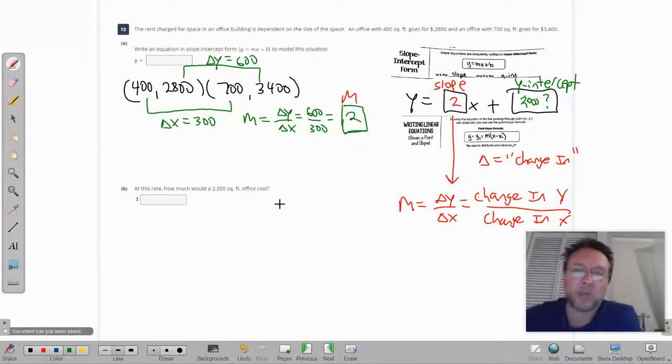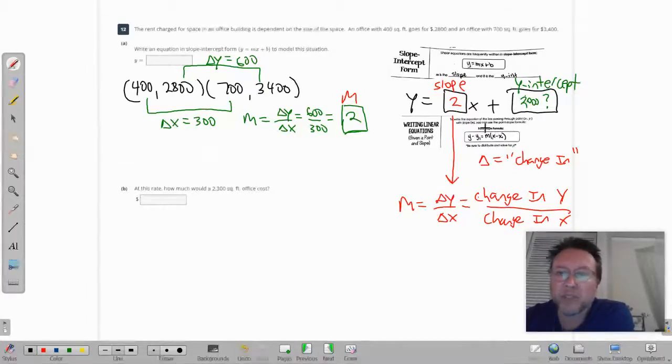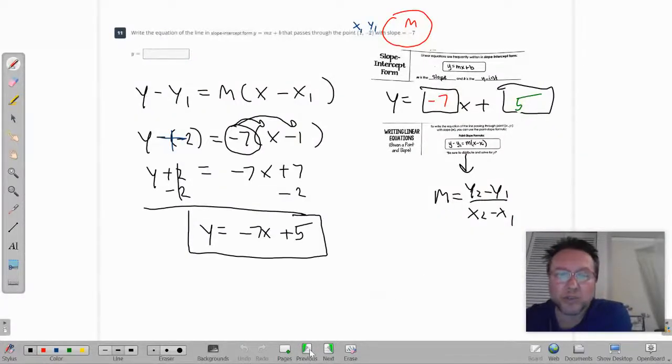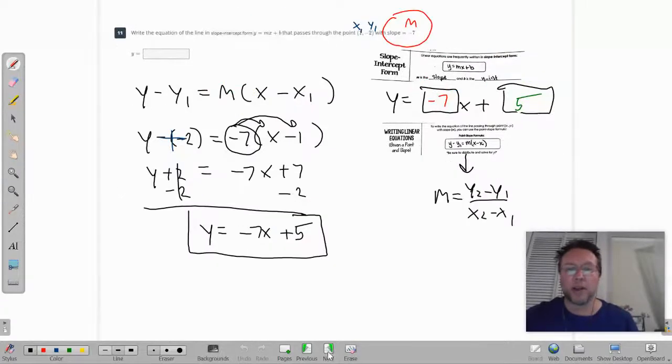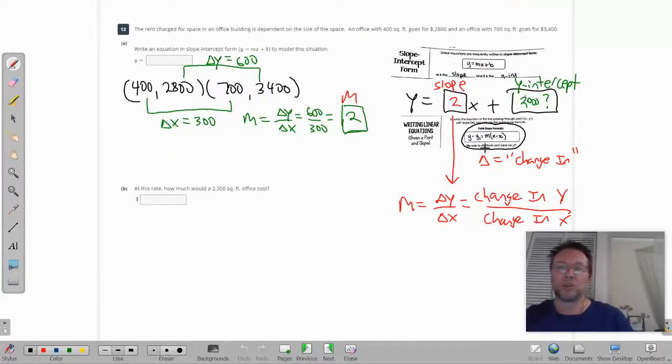So let me actually just plug this in and then see what it would be. What I would do is take my point-slope form right here, because remember we said, on the last one, that we use the point-slope when the y-intercept is not given. The y-intercept is not given here, so we're going to use that.